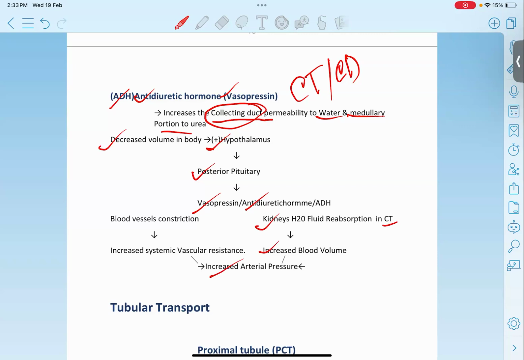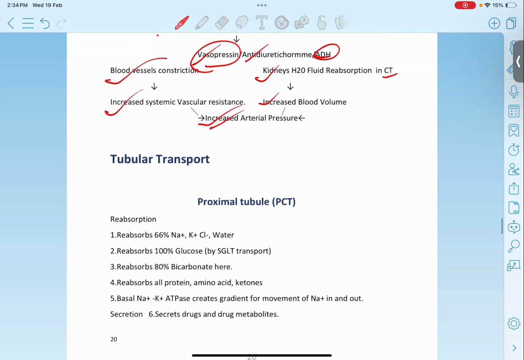Also, it has another name, vasopressin. Vasopressin means what? Vaso means vessel, pressin means press. That means it is a vasoconstrictor. If you forget whether vasopressin is a vasoconstrictor or vasodilator, just look at the name. Vasopressin means it is pressing the vessel, that means it is constricting the vessel. So it is a vasoconstrictor. And vasoconstriction means increasing peripheral resistance, ultimately increasing arterial blood pressure. So that is the function of ADH.